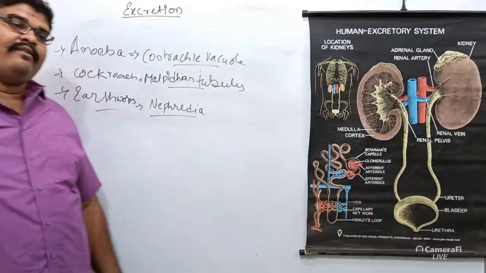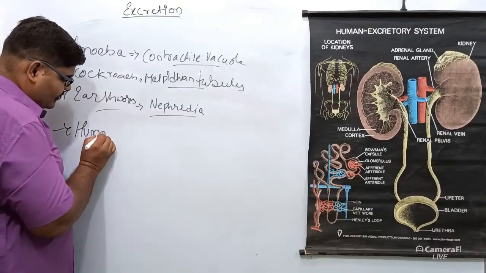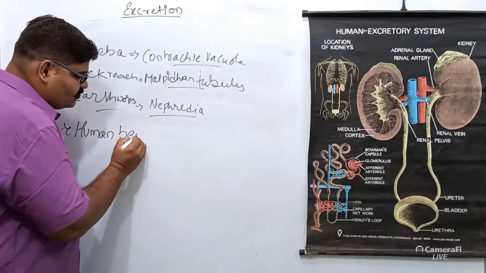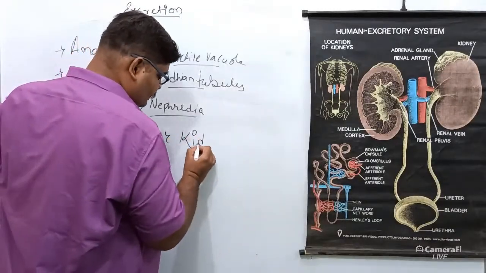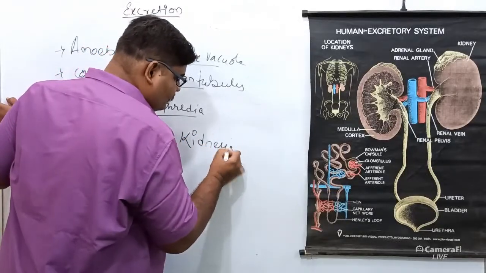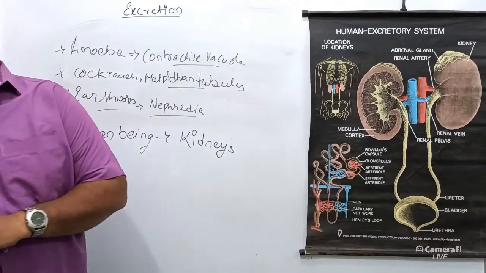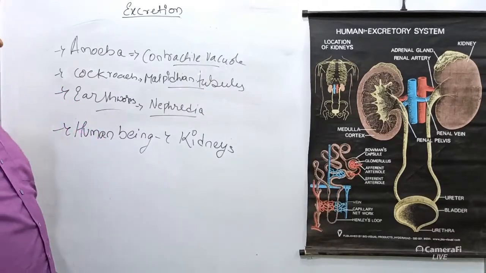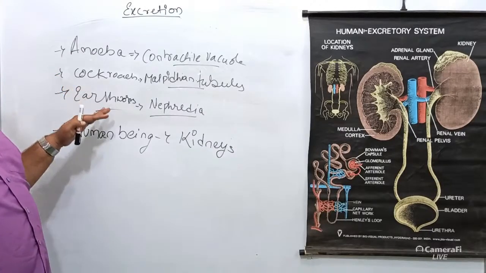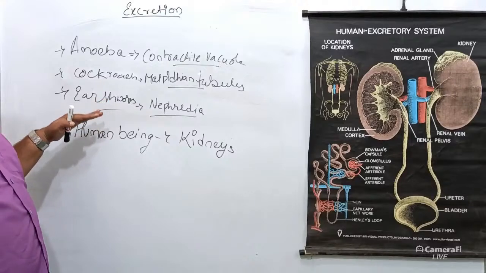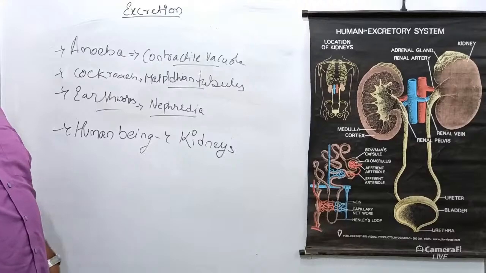Then in animals, especially when we take the example of human beings, we have the kidneys as our excretory organs. Not stressing more on all these things, we will only discuss the excretion in plants in a brief way. Then after that we will deal with the excretion in human beings, that is the kidney.